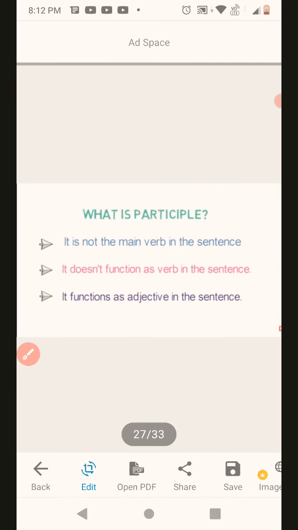Children, now what is participle? Participle also is not the main verb in the sentence, and it does not function as a verb in the sentence. As I told you, children, gerunds end with ing. Participle also ends with ing. But the difference is gerund functions as a noun in a sentence, and participle functions as an adjective in the sentence.